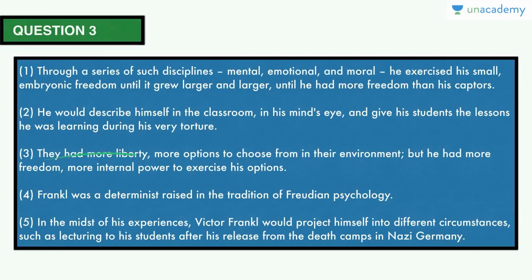They had more liberty. Who had more liberty? More options to choose from in their environment. But he had more freedom. Somebody had more liberty, but somebody else had more freedom, more internal power to exercise his options. Frankl is probably the guy we are talking about. Frankl was a determinist raised in the tradition of Freudian psychology. In the midst of his experiences, Viktor Frankl would project himself into different circumstances, such as lecturing to his students after his release from the death camps. So this is the guy who was held captive in the death camps of Nazi Germany. Viktor Frankl is the guy we're talking about.